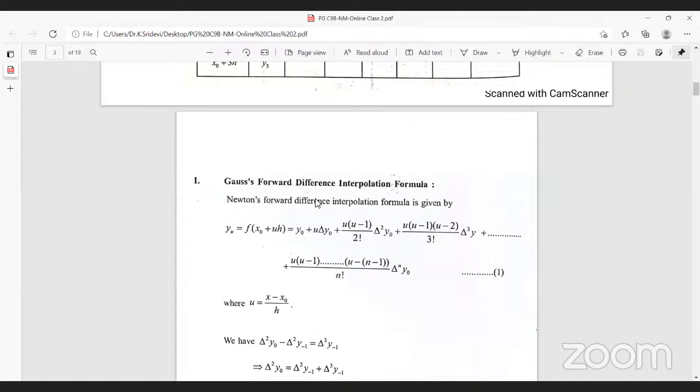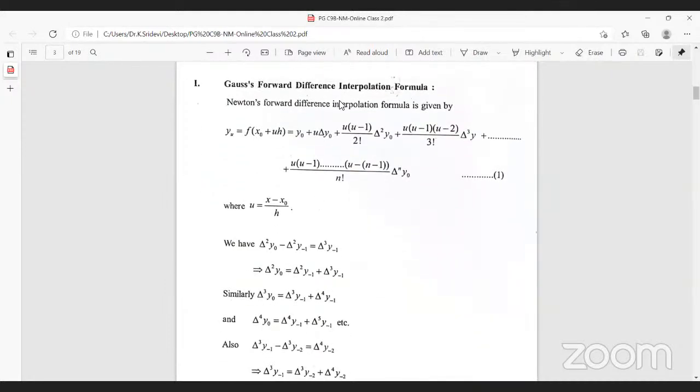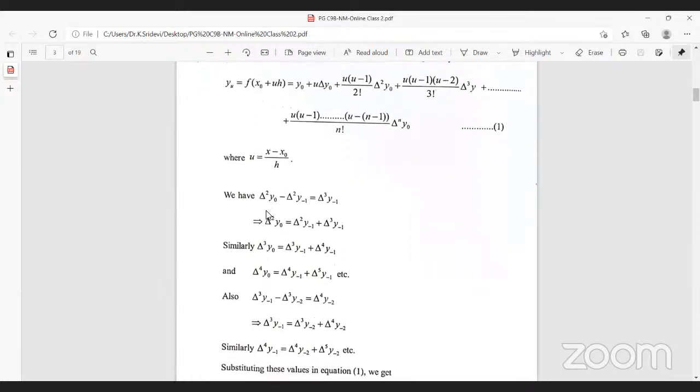So first I am going to give Gauss's forward difference interpolation formula. To derive this formula, we have to use Newton's forward difference interpolation formula, which we derived in the previous class. What is Newton's forward difference interpolation formula? This one: y is equal to y naught plus u delta y naught plus u into u minus 1 by 2 factorial delta square y naught plus and so on, where u is equal to x minus x naught by h.